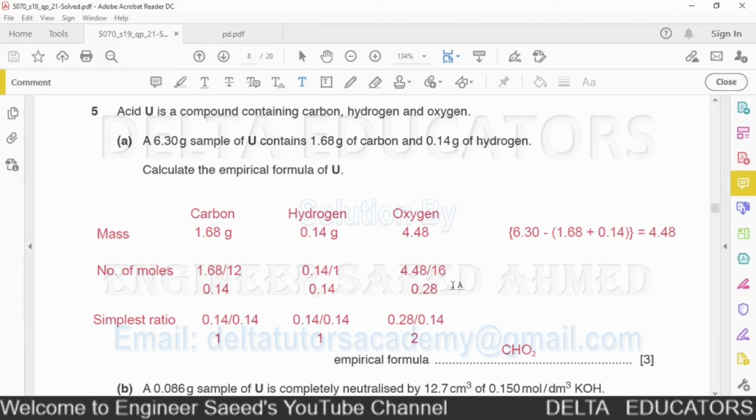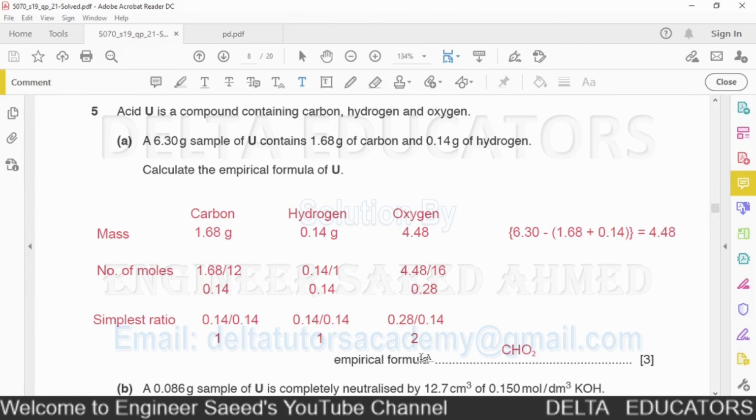Next step is to find the simplest ratio. How do we get the simplest ratio? The ratios we obtained here are divided by the smallest one. Now here we have three ratios. Out of the three, 0.14 is the smallest one. So we divide all the ratios by 0.14. When we divide 0.14 by 0.14, we get 1. Again for hydrogen we get 1 and for oxygen we get 2, because we divide 0.28 by 0.14. Now the simplest ratio is 1 for carbon, 1 for hydrogen and 2 for oxygen.